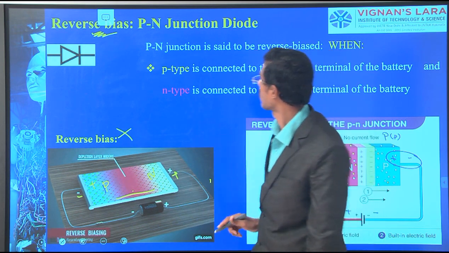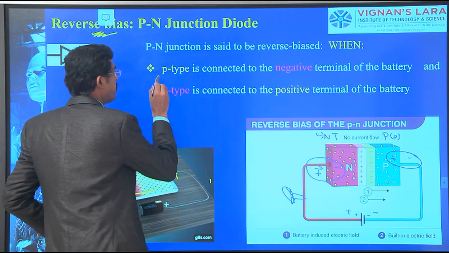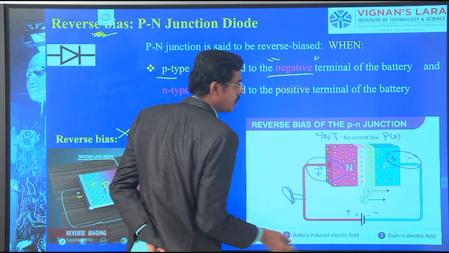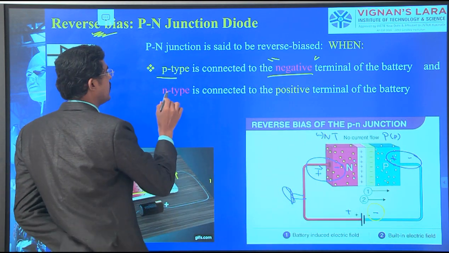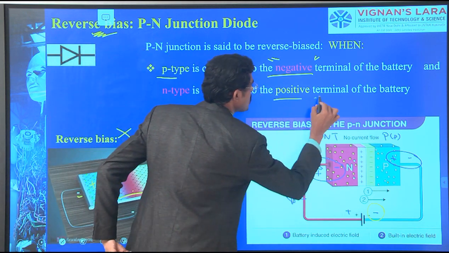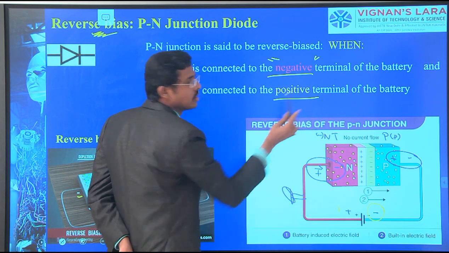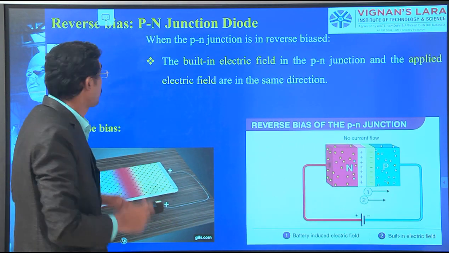So that is what it is. In the p-n junction, it is reverse biased when the p-type is connected to the negative terminal, right? And the n-type is connected to the positive terminal. Now we are ready. There is no use of reverse bias. That is our conclusion.